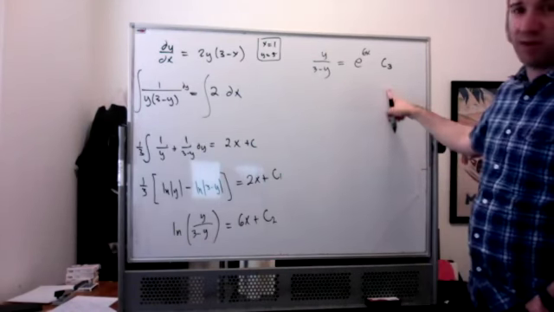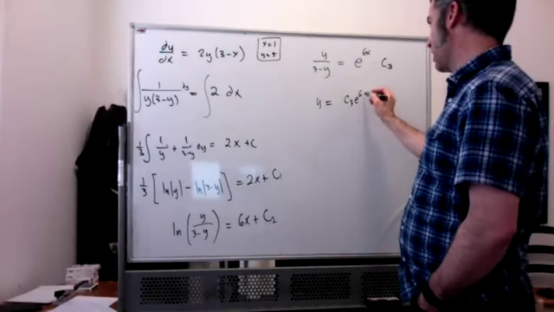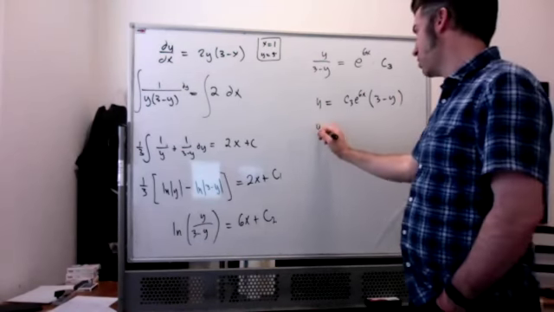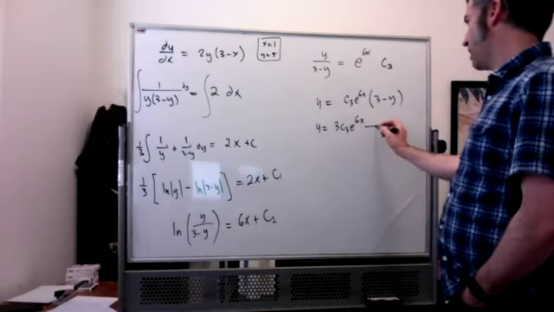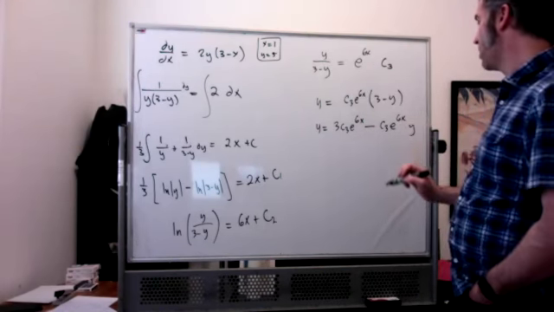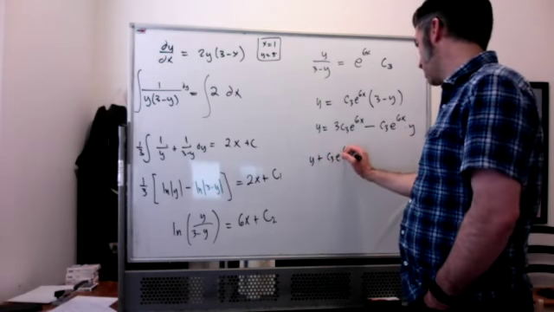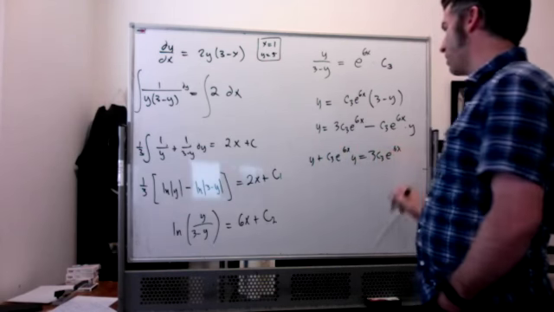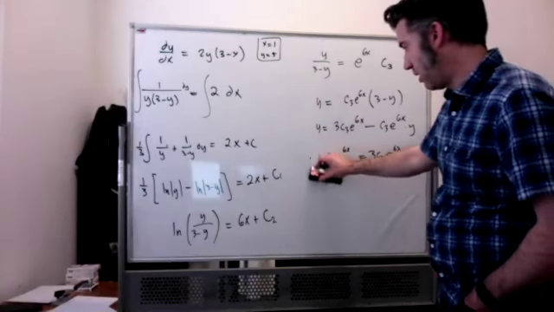Yeah, if I multiply both sides by 3 minus y, so y equals c3 e to the 6x times 3 minus y. Distribute: y equals 3c3 e to the 6x minus c3 e to the 6x times y. And then bring that over there. So y plus c3 e to the 6x times y equals 3c3 e to the 6x. Finally, factor out the y. Okay, factor out the y.